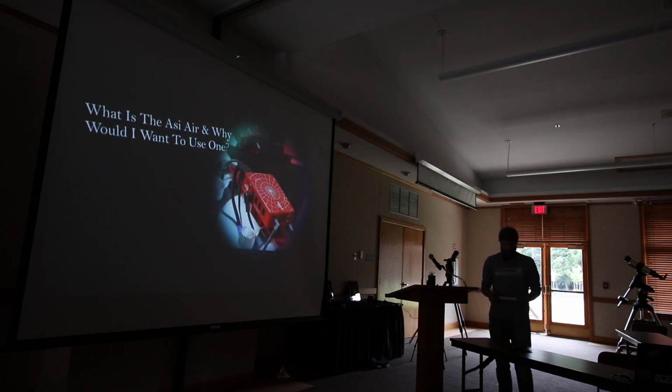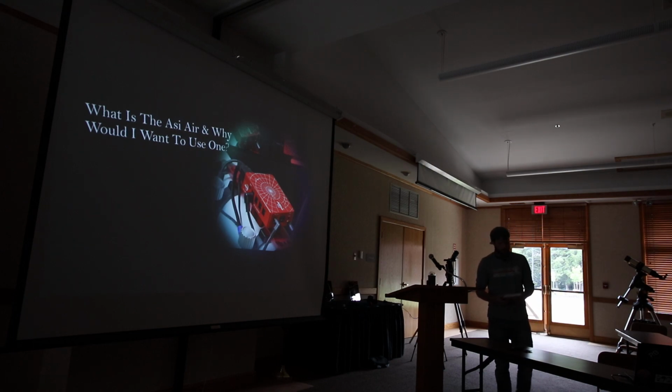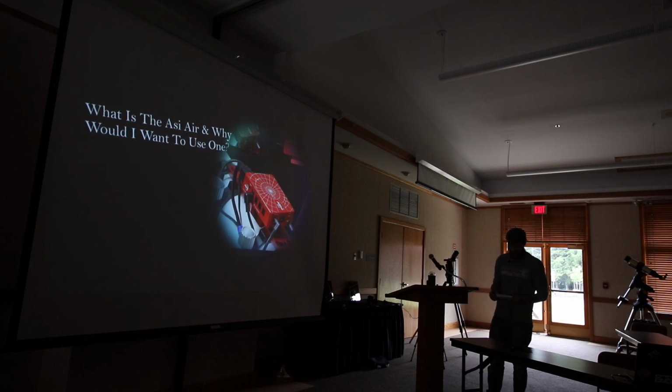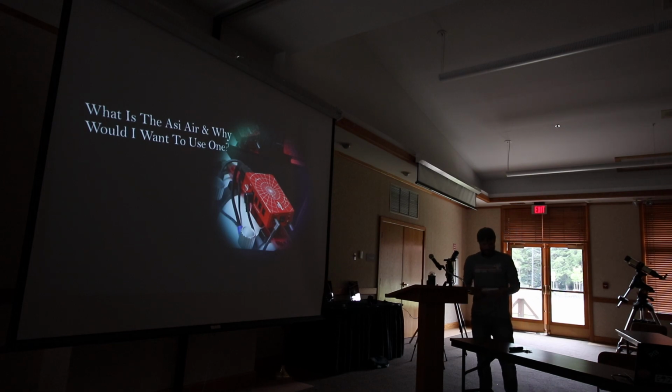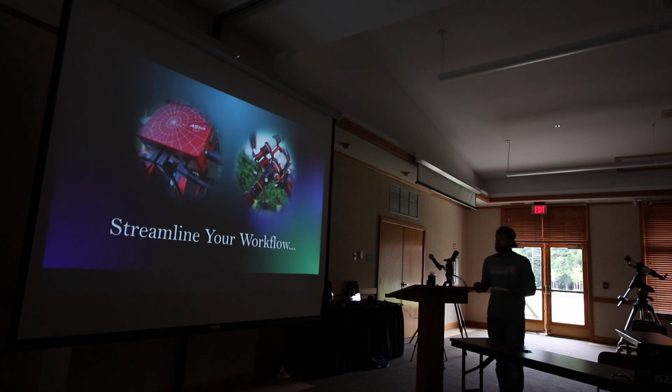So what is the ASI Air, and why do you want to use one? It's basically a Wi-Fi device that links your mobile device to your telescope or your camera, so you can do completely wireless imaging from inside your warm house, which is very nice. It offers a simple way to do everything and streamline your workflow.